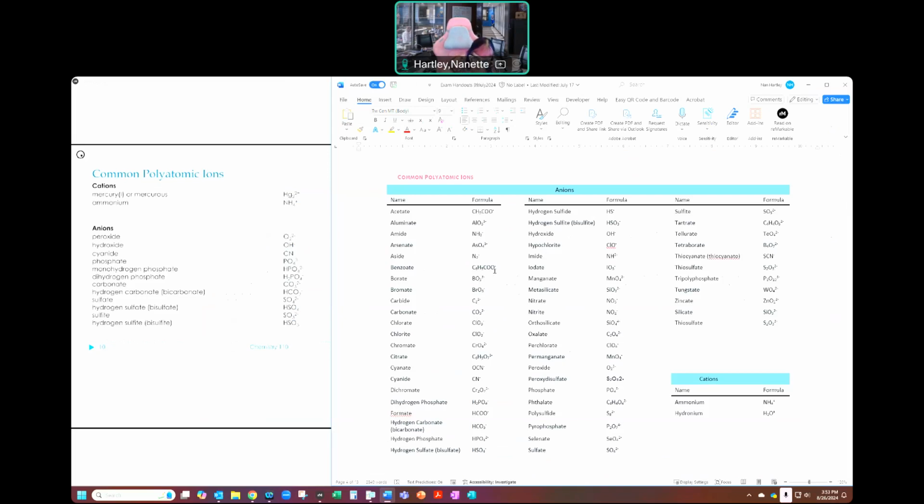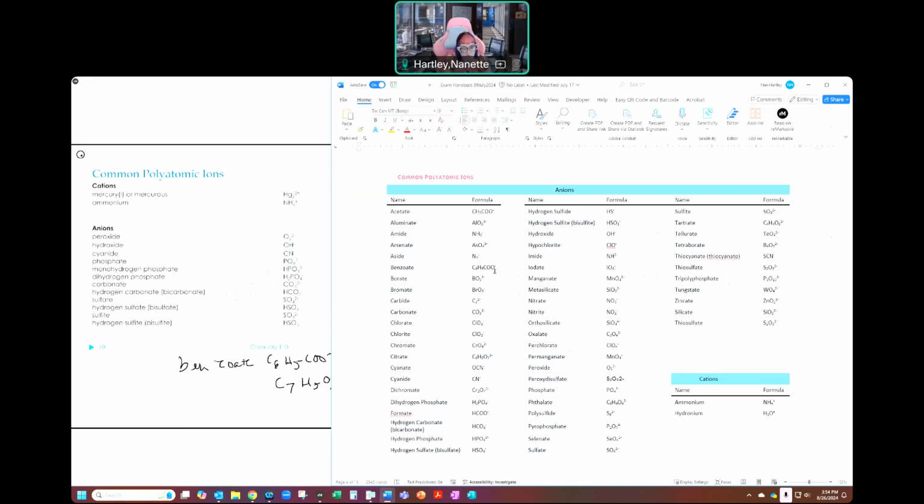Benzoate can also be written C6H5COO minus. That's one way, and that's exactly what you see on that table. It can also be written as C7H5O2 minus. So we've just written it in a different fashion. Now, why would we do that? Well, it depends on what we're trying to emphasize, why we write it the way we write it.